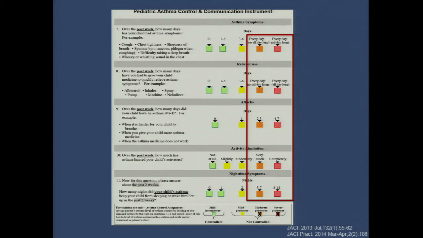They could be having daily coughing every day for the past week. They could be requiring albuterol daily for the past week. They could be having at least 2 days of asthma attacks out of the past week. And they're having significant activity limitation due to their asthma, either very much or completely. And then a frequent sleep disruption due to their asthma. And to me, it's really these last 2, the activity limitation and the sleep disruption, that are the most powerful and most persuasive for me to definitely prescribe systemic steroids for that patient.